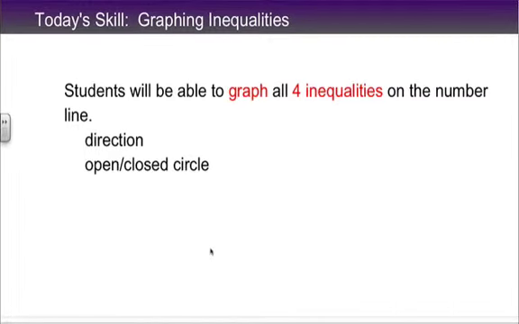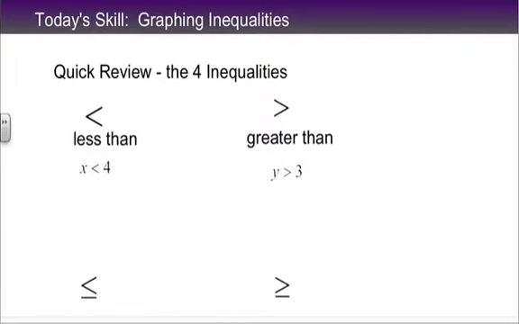Today's skill, we're going to look at graphing inequalities, and this is a short, quick one. But let's review some of the fundamentals here. The idea is that we're going to be able to graph all four of the different inequalities on the number line. When we're graphing those inequalities, there are two things we're going to focus on. The first one is direction: does my graph go to the left or to the right? The second thing is, do we use an open or a closed circle at the starting point of the inequality? Okay, so quick review.